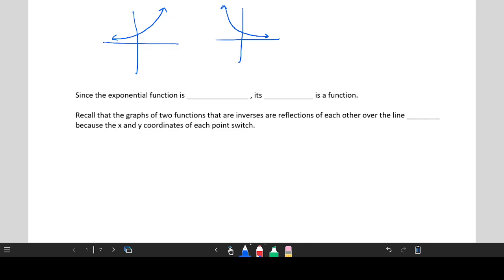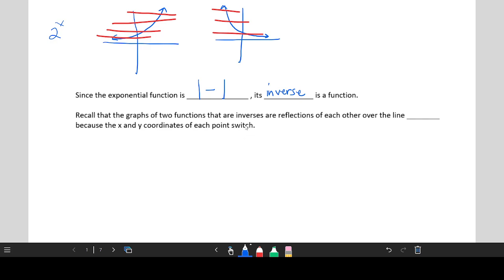And if you imagine drawing a horizontal line through this graph, you're never going to pass through more than one point. That makes sense, because if the function is 2 to the x, for example, and it wasn't one-to-one, that would mean you could plug in 2 different x values and get the same output. But doing 2 to one power and 2 to a different power is not going to result in the same value. So the exponential function is definitely one-to-one. And because it's one-to-one, as we've discussed previously, its inverse is a function.